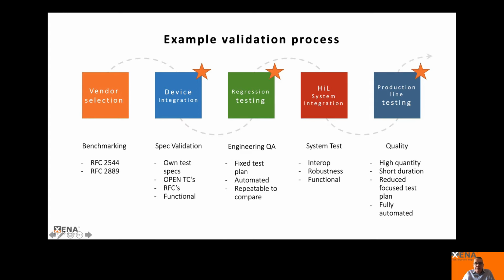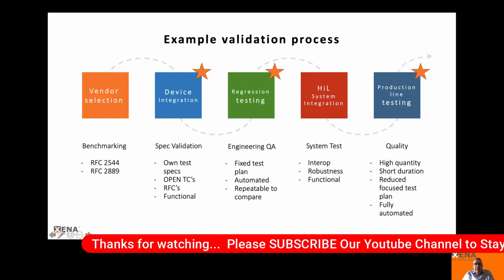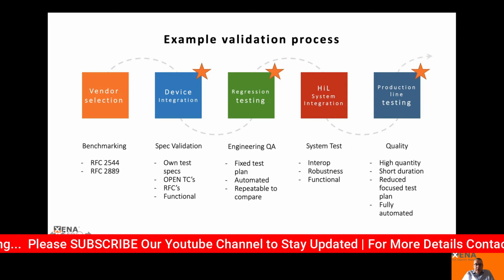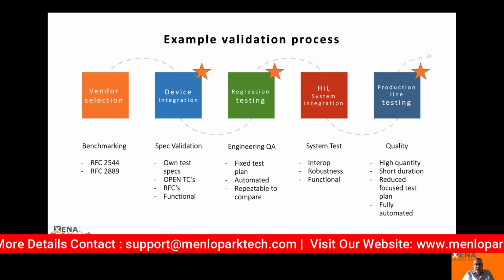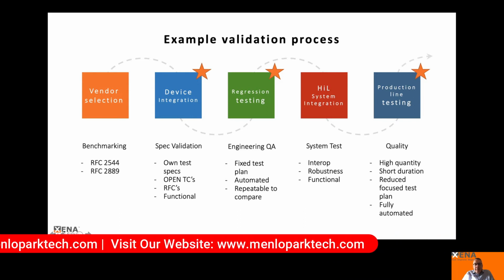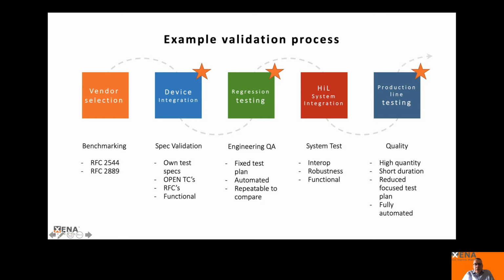We have regression testing as the next step, which is mainly an engineering quality assurance based on a fixed test plan, which you have designed during the device integration. Regression testing is usually fully automated. And with this fixed and automated, you have a repeatable and comparable test result. So you can go step by step through your design and development, and you can always validate on the same level.